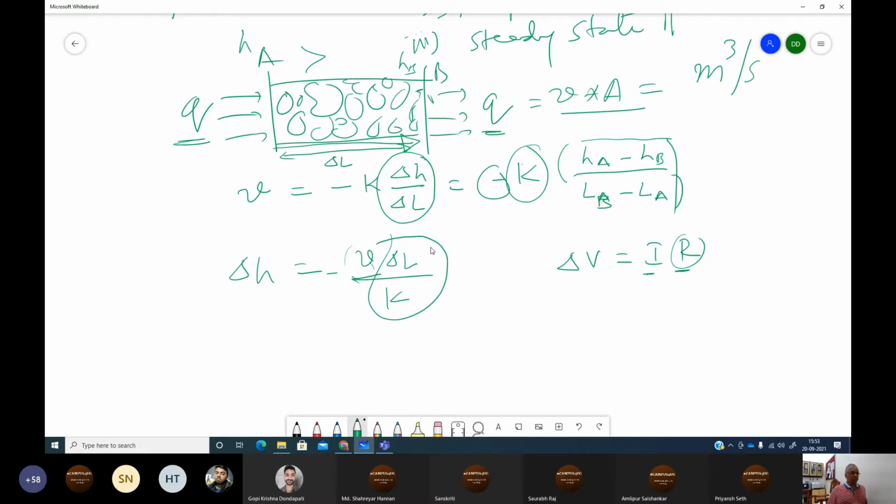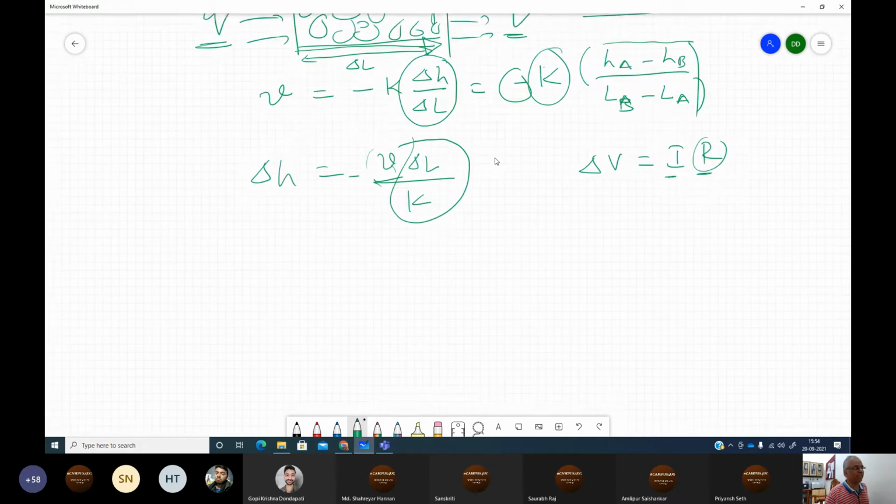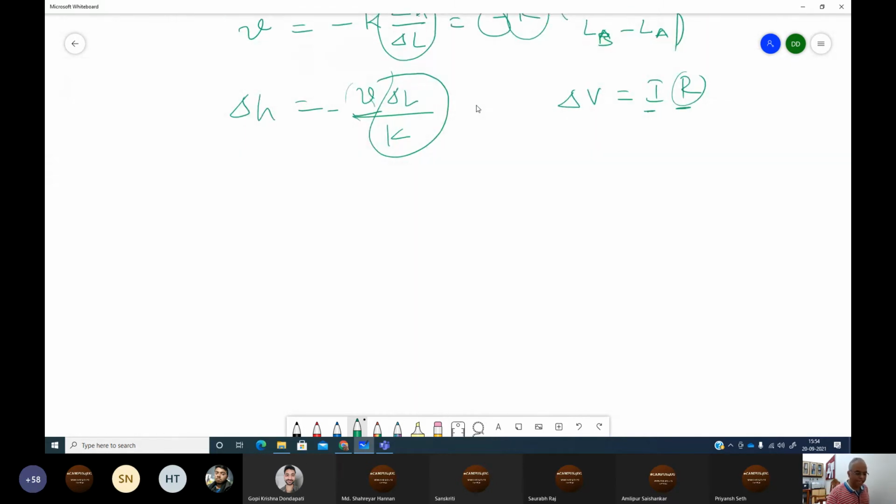Now what is H? What is this component and how can we know this? H has three components, as I told you. We call it head, pressure head.